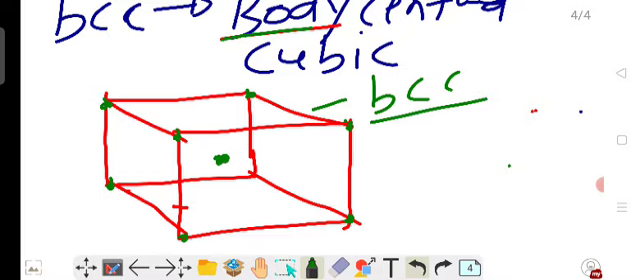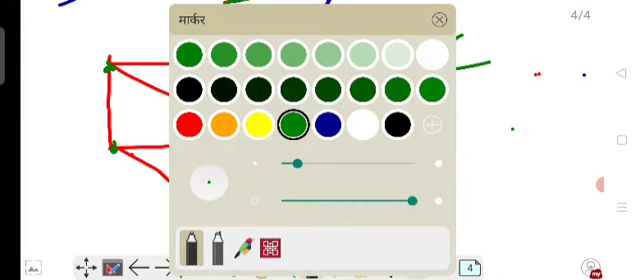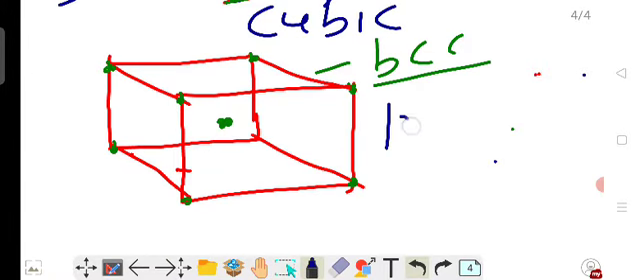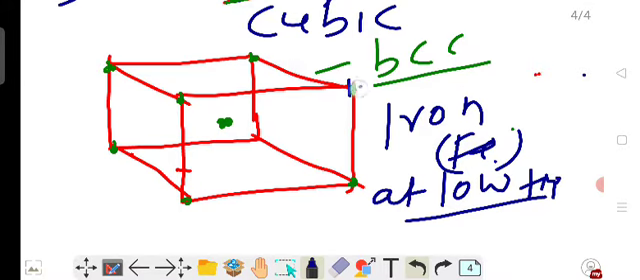So I would like to introduce some examples of BCC. First example is iron, Fe, at low temperature. Iron has a BCC crystal structure. So simply, at the eight corners there are iron atoms, and also at the body center there is an iron atom.